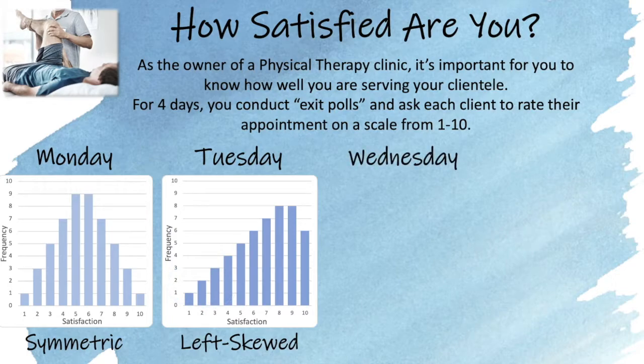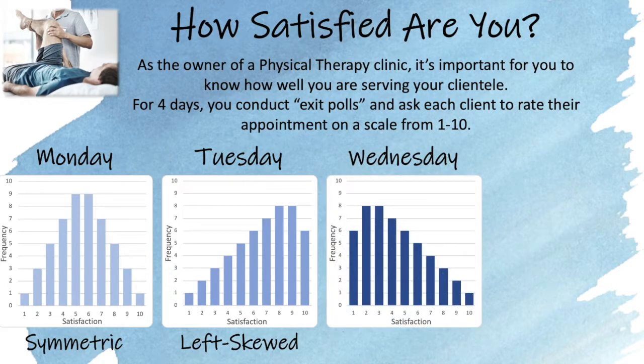Okay, let's look at Wednesday. Not a good day. Not a good day for your office. Most of the people were not satisfied. The tail this time is at the top, is on the right. A few people were okay, but this is now a right skewed distribution.